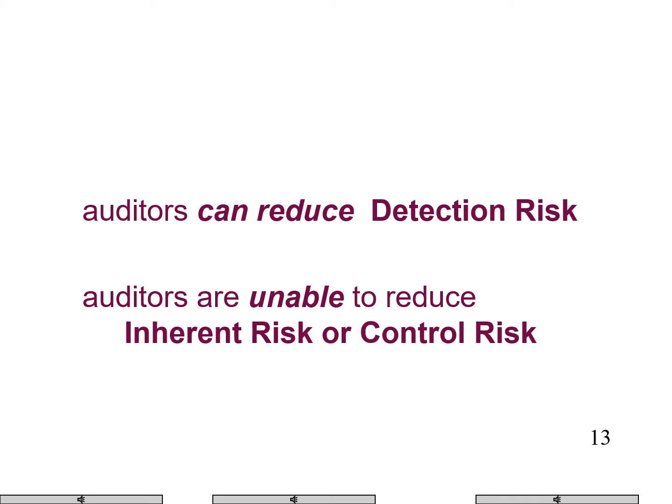We assess the control risk. We assess how effective their internal controls are. We can't reduce it, but the more tests of controls we perform, the more comfortable we become with our assessment. So if we perform more tests of controls, we will be more comfortable that our assessment of control risk is reasonably correct.